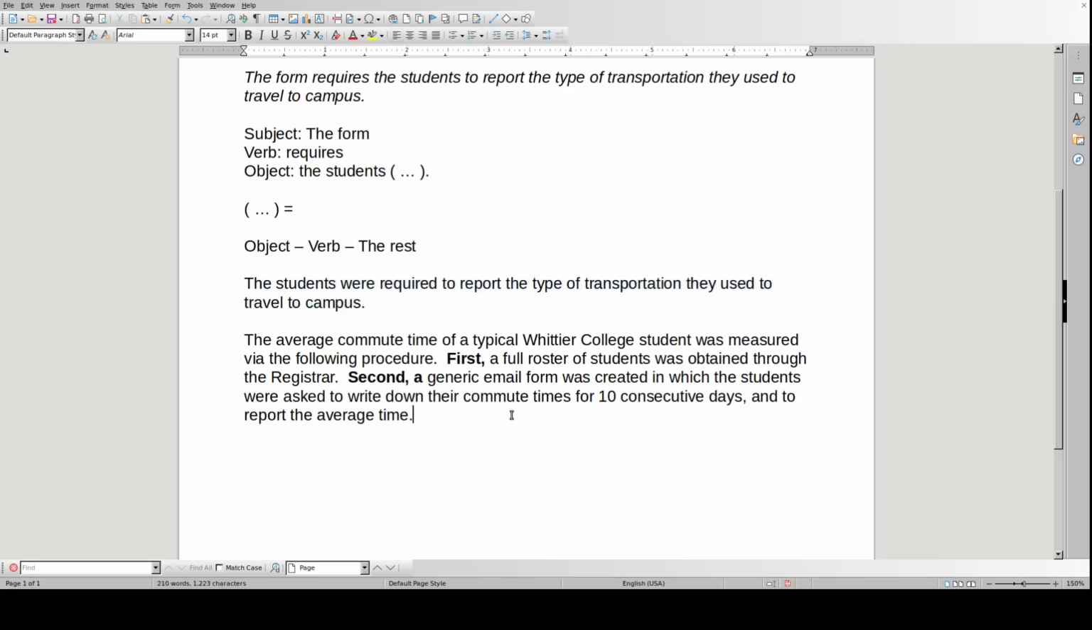So let's stick it here. We're technically still in the second stage of the logical flow or the temporal flow or the chronological order of the experimental procedures. So let's read the last part of the prior sentence. And to report the average time period, the students were required to report the type of transportation they used to travel to campus. So that's a detail that's in the proper chronological order. It's less important than getting the average time data. It's still important though. It modifies the results.